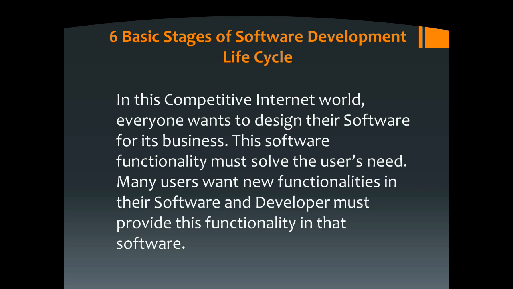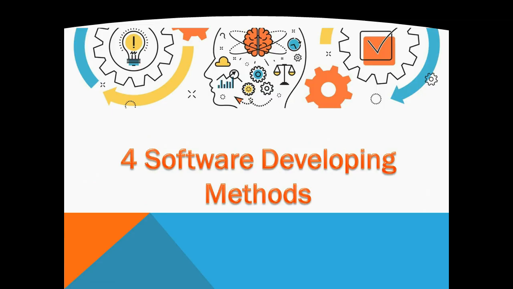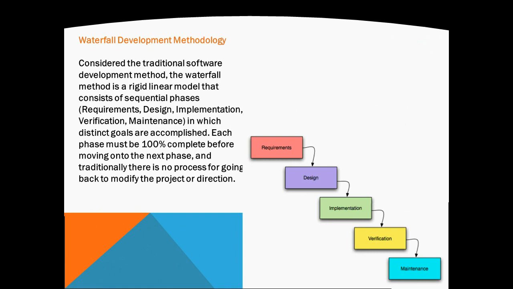A buyer must choose a software development company or agency that fulfills all of the client's requirements and develops the best, robust, and errorless software for the client. And the next is the software development methods. The first method is the waterfall development methodology. Consider it the traditional software development method.